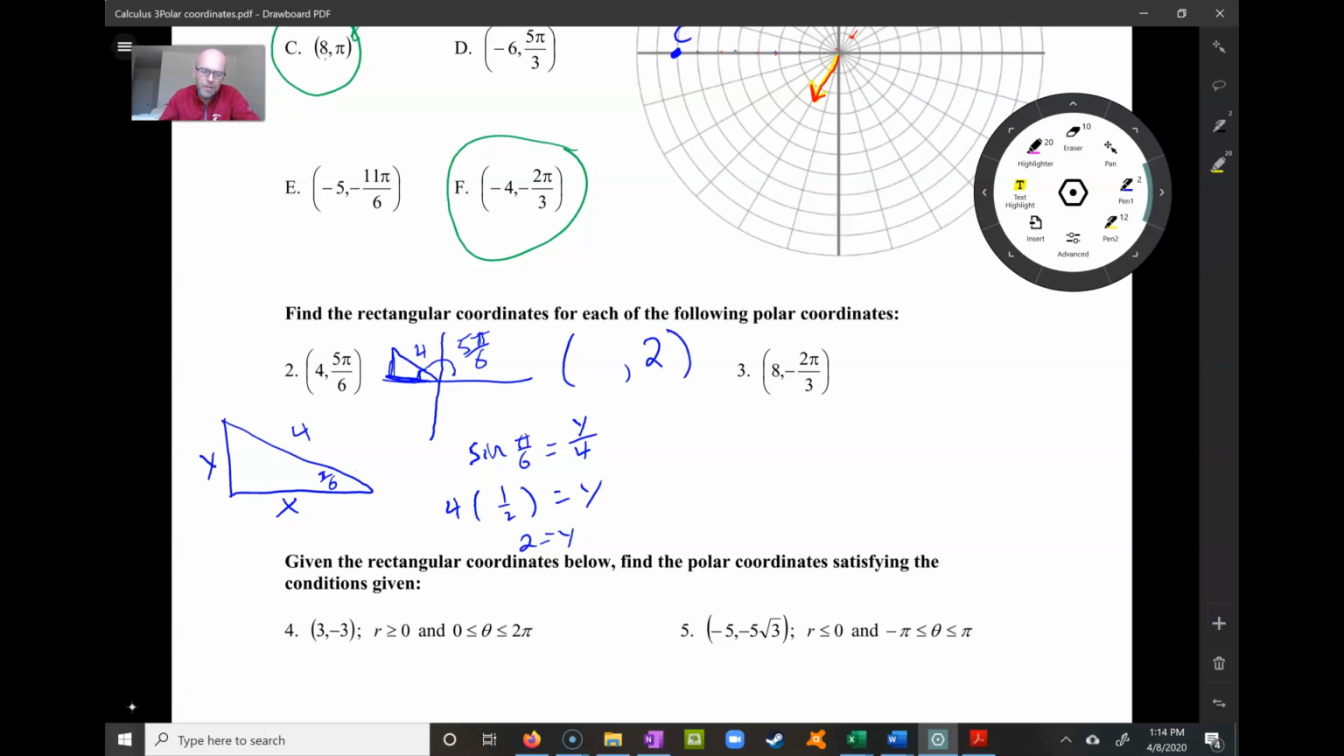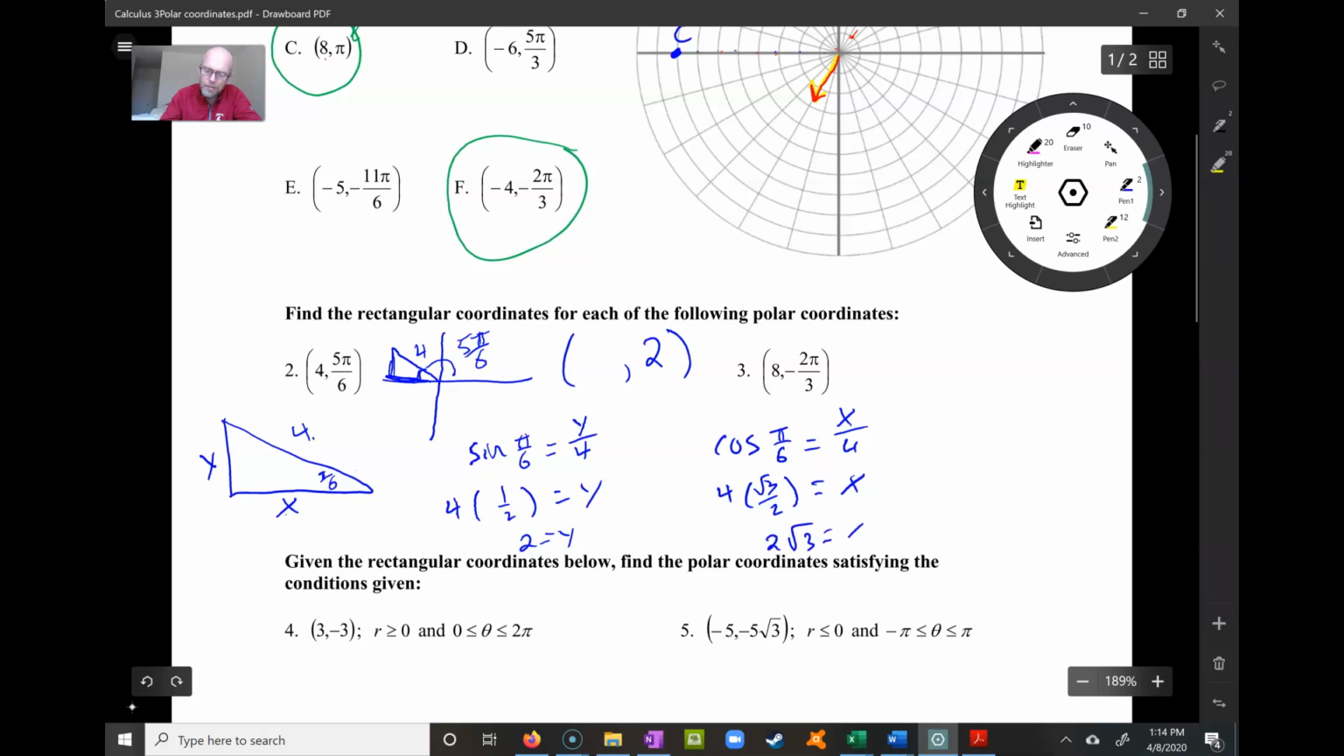I could do a similar thing to find the x coordinate, because we know that cosine of pi over 6 is equal to x over 4, because it would be adjacent over hypotenuse, which means that 4 times cosine of pi over 6 is equal to x, and cosine of pi over 6 is rad 3 over 2. So that would reduce to 2 rad 3.